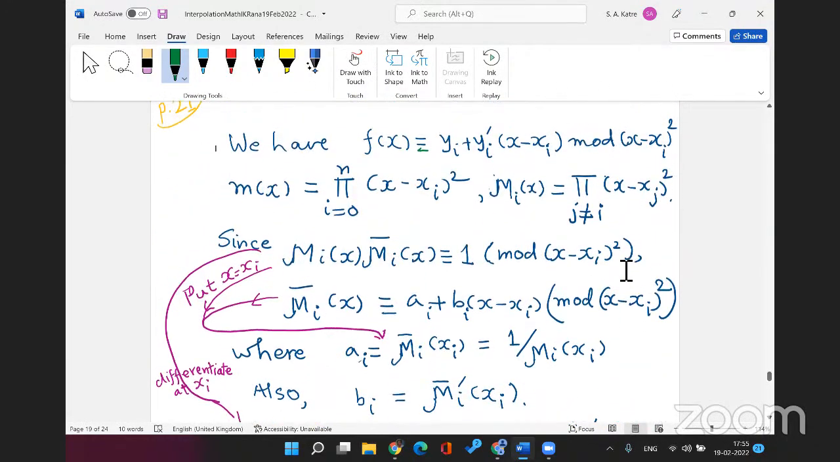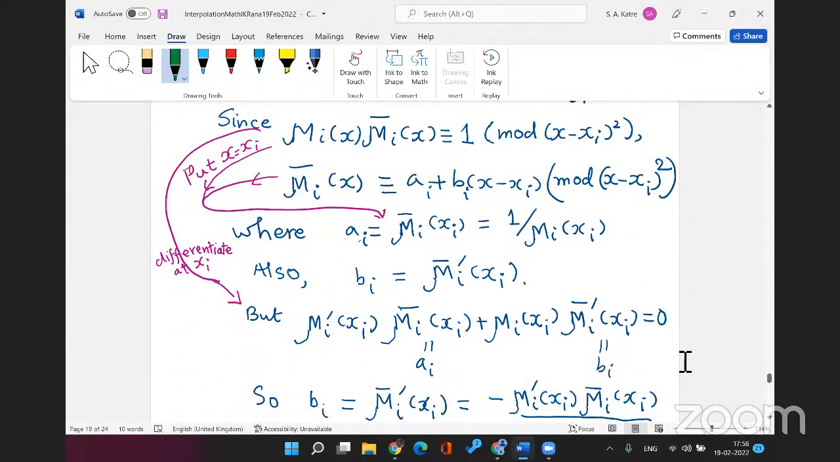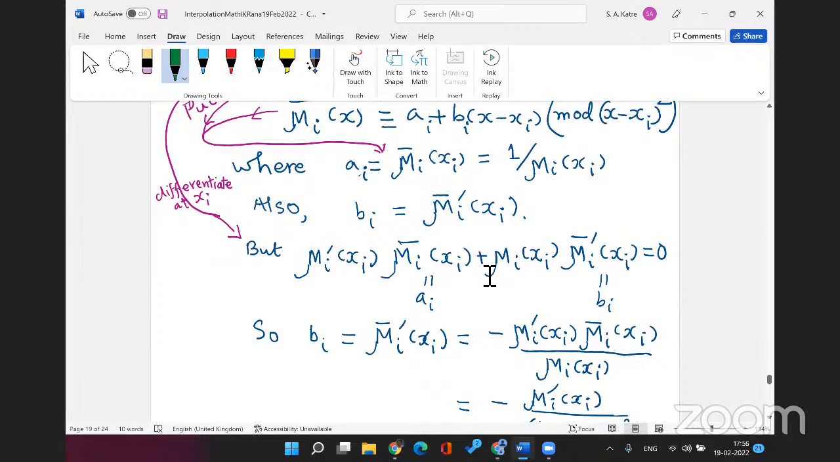I don't spend much time on that. You just take M_i bar equal to 1 upon (x minus x_i) square, differentiate both sides, and then on the left hand side, product of two polynomials is there. So first into derivative of second, plus derivative of first into second polynomial, etc. Derivative of one is 0, and at x_i the derivative of this is 0. So differentiate and put x equal to x_i, you get 0. So you get M_i dash(x_i) into M_i bar(x_i) plus M_i(x_i), etc., is 0. Therefore, b_i is equal to M_i bar dash (x_i) is this formula.